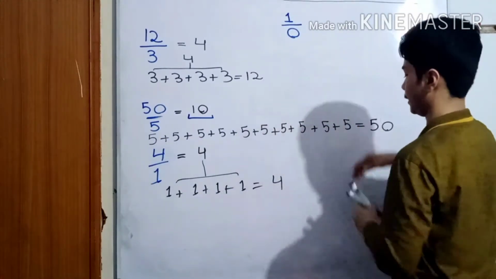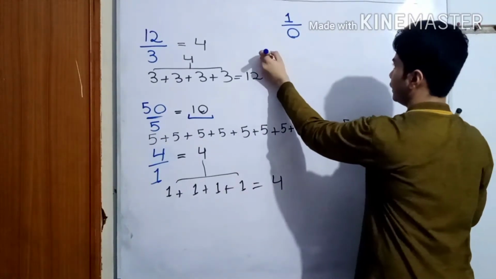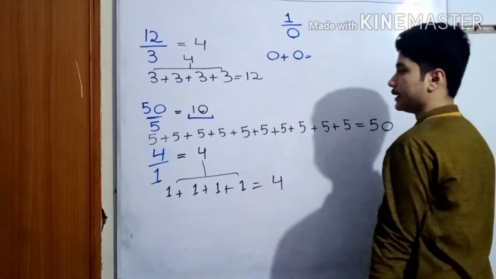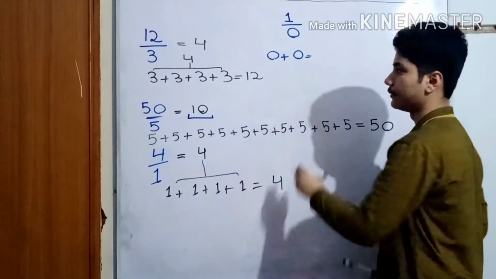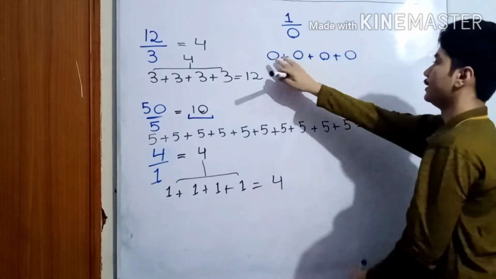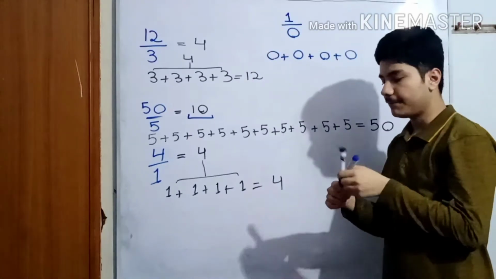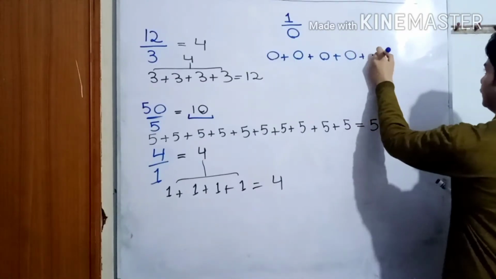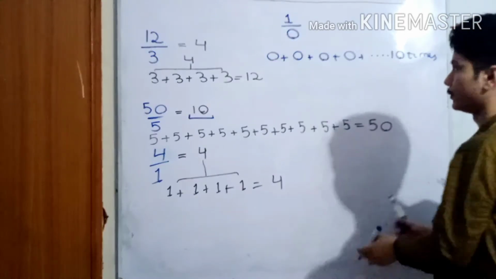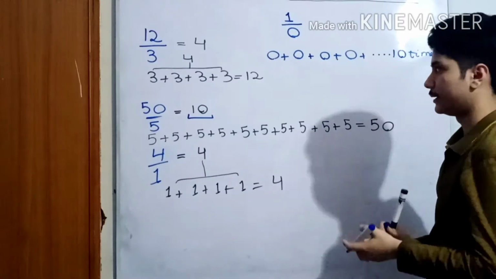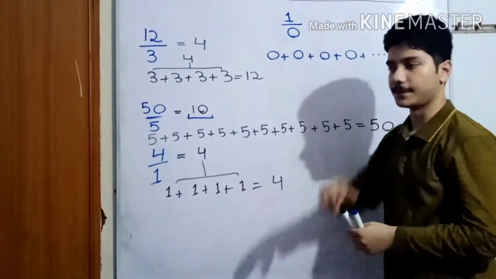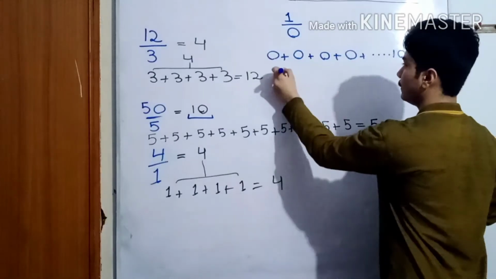But what happens here? For example, if I add this 0 two times, I'll still get the answer 0, because 0 plus 0 is equal to 0. If I add this number 4 times, it's still 0. If I add this number 10 times, I still get the answer 0. I don't know how many times I have to add the number 0 to create 1. It may be 1,000 times.